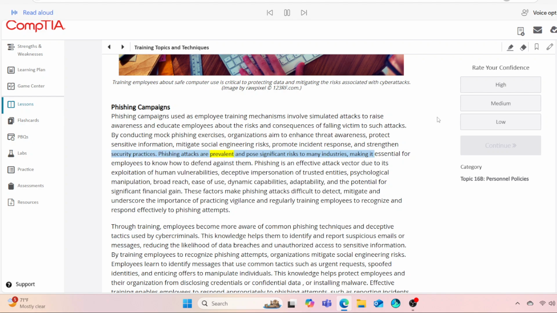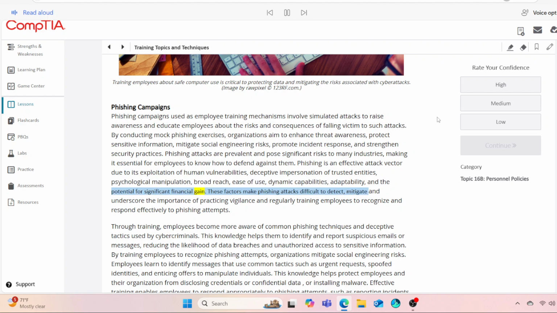Phishing attacks are prevalent and pose significant risks to many industries, making it essential for employees to know how to defend against them. Phishing is an effective attack vector due to its exploitation of human vulnerabilities, deceptive impersonation of trusted entities, psychological manipulation, broad reach, ease of use, dynamic capabilities, adaptability, and the potential for significant financial gain.